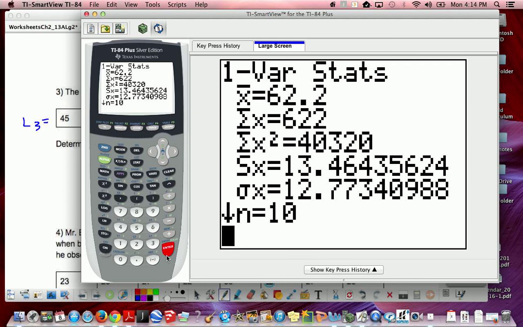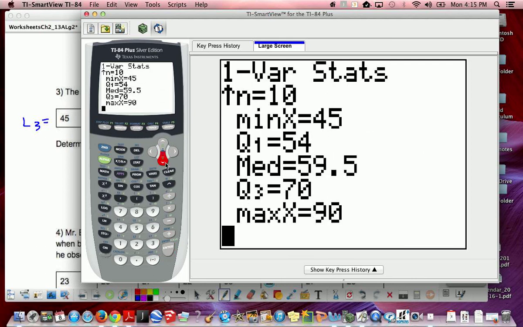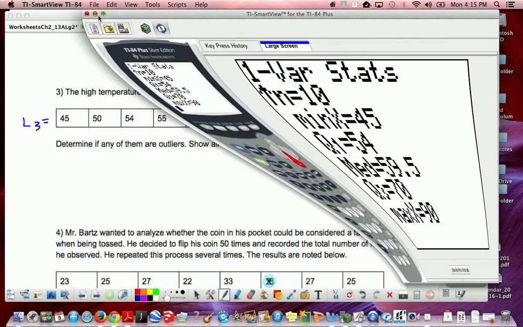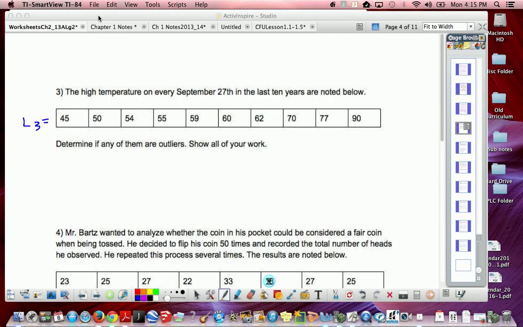The reason I'm doing this is to find my outliers, I need to calculate the interquartile range. So I need Q3 and Q1. As you see there, they're 70 and 54. So I'm going to note Q1 was 54, Q3 was 70. So the IQR is equal to 70 minus 54, or 16.